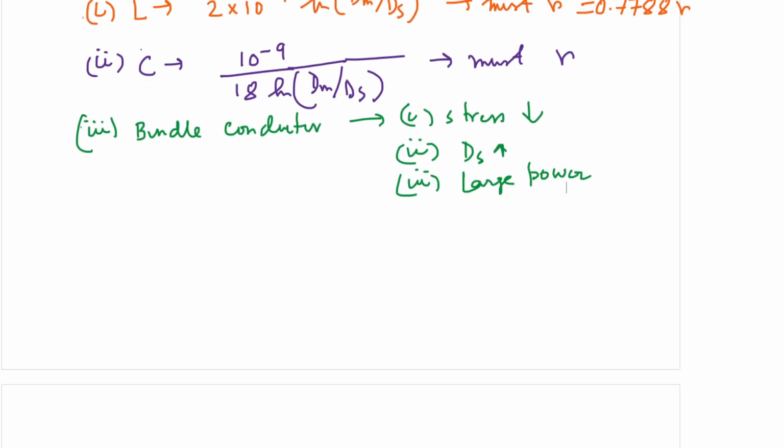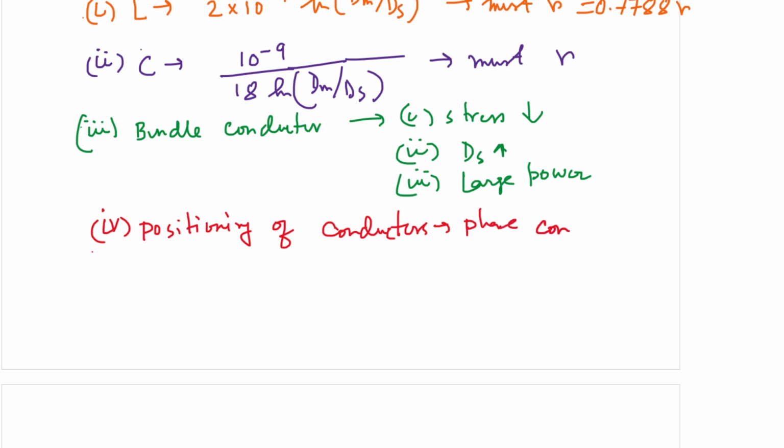Moreover, we have seen the positioning of the conductors. Same phase conductors should be placed diagonally to each other.